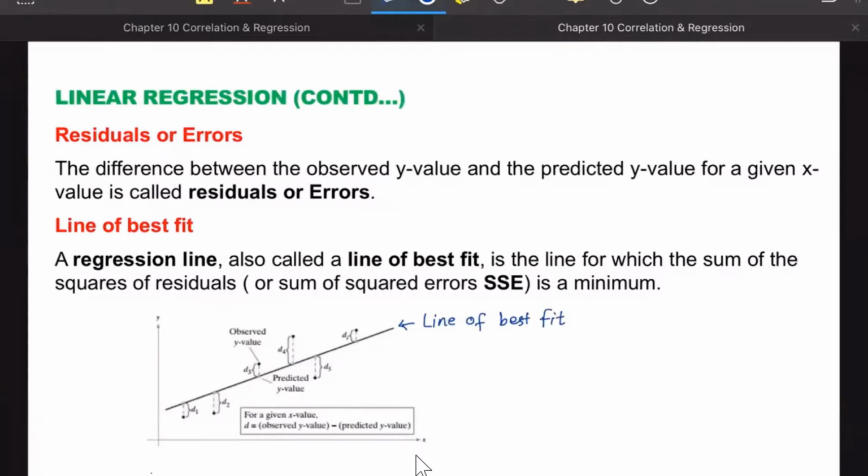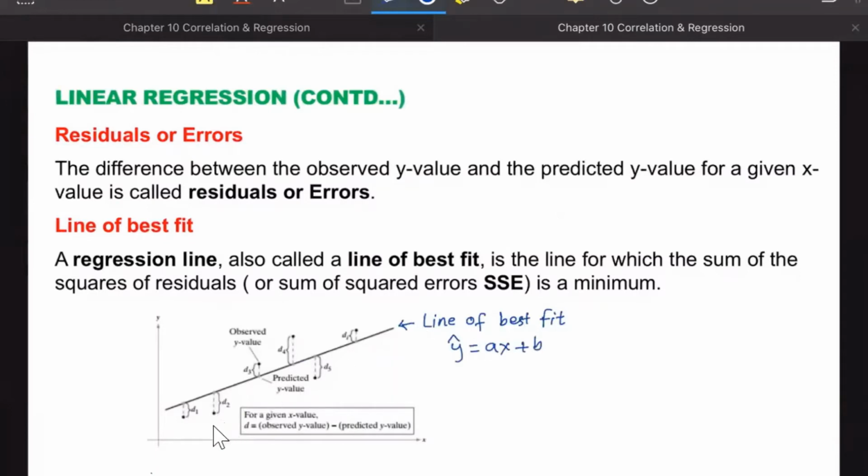And then there are a few things that we need to know. The first one is called the residual or errors. So this is the line which passes through most of the points in the scatter plot, or it will definitely pass through the mean of x and mean of y. But here you can see these values on the line of best fit. These are the predicted values. These are y hat, which is equal to ax plus b.